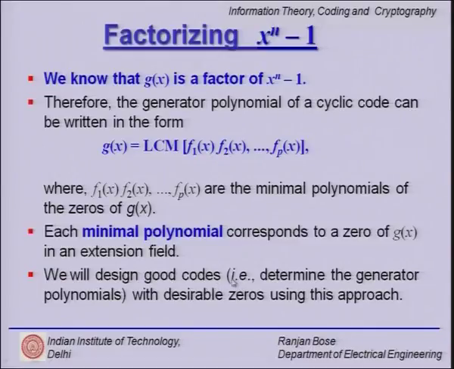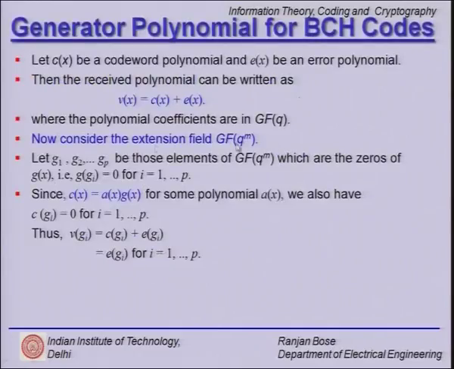So, our approach is in terms of designing g of x. Okay? We are now in the business of designing g of x by choosing appropriate minimal polynomials. So, let us look very quickly at how things will work, and you will see the logic very quickly. Let c of x be a code word polynomial and e of x be an error polynomial. Then the received vector is always, in polynomial representation, v of x is equal to c of x plus e of x, where the polynomial coefficients are over GF(q).